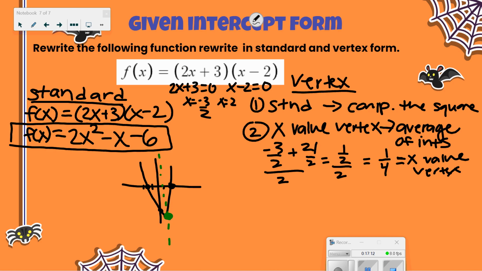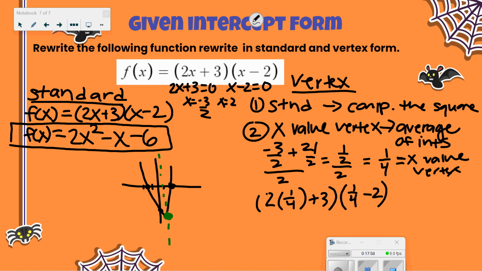And anytime I know an x value, how can I find the corresponding y? Anytime, no matter what function you're working with, we've been doing this for ages, right? If I know my x, how do I find the y? Think about x representing an input. How do I find an output? Amazing, I just input it into my equation. So thinking about my equation here, I have 2 times my x value, which is now 1/4, plus 3, and then that's also my x value of 1/4 minus 2.